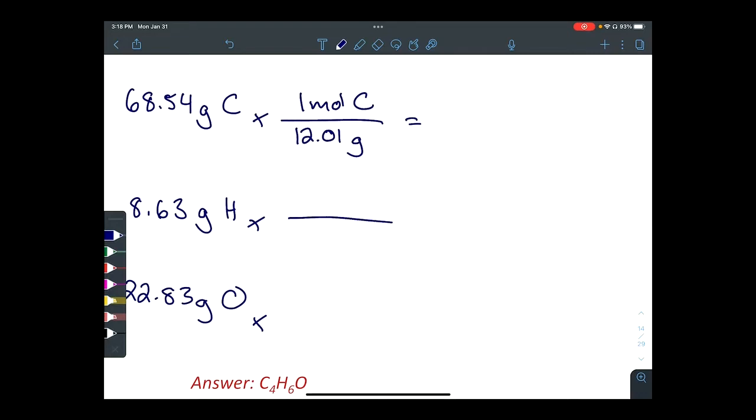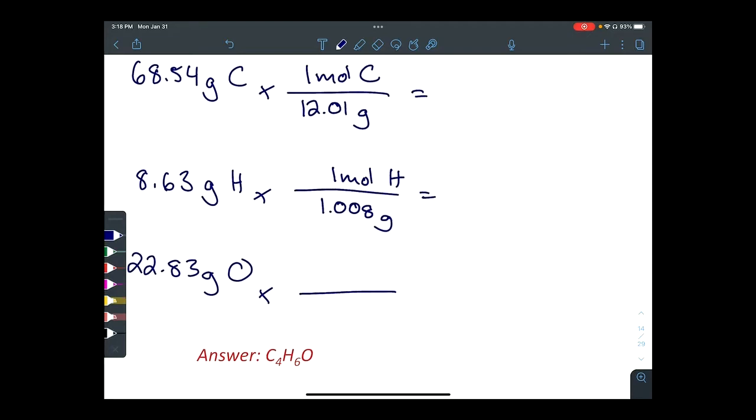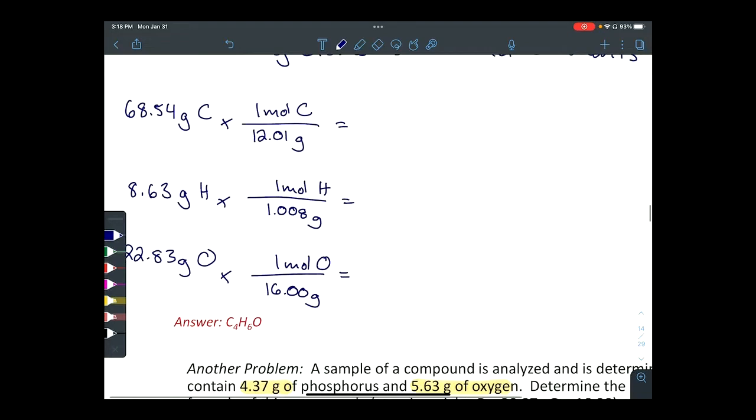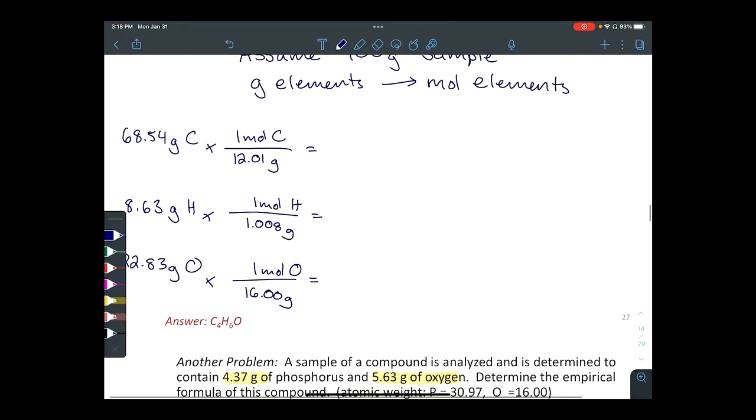So let's do the same thing for hydrogen. Again, use molar mass of hydrogen. It's 1.008 grams, 1 mole of hydrogen. That gives me moles of hydrogen. Next is moles of oxygen, so 16.00 grams, 1 mole of oxygen equals blah. And so if you put all of that into your calculator, you get that this sample has 5.7 moles of carbon, 8.56 moles of hydrogen, and 1.43 moles of oxygen.